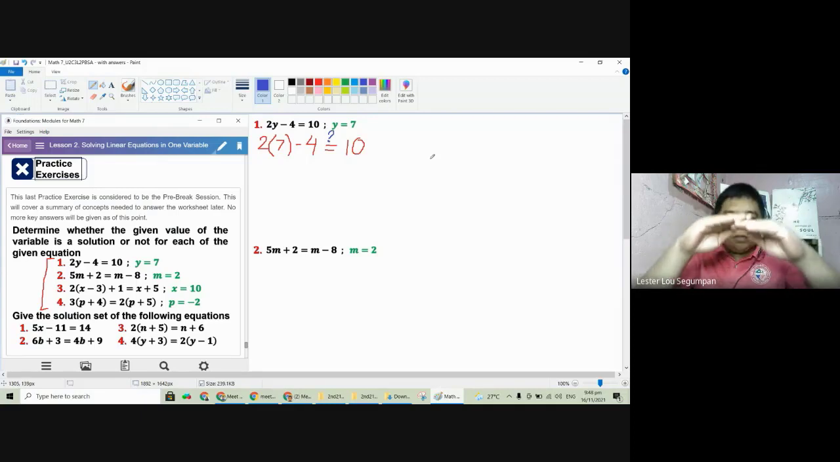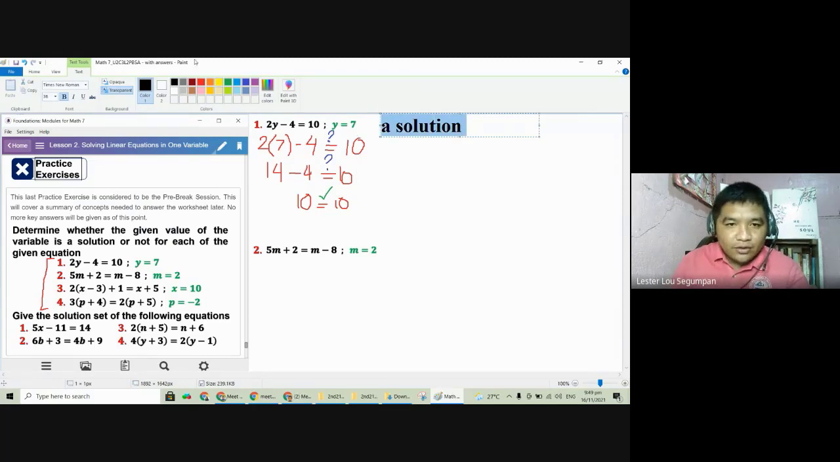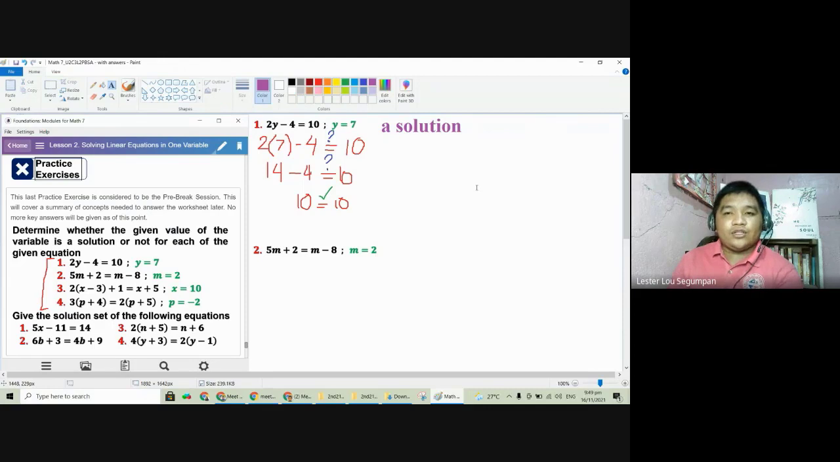So let's simply continue with the process and yield the same results on both sides. We have 2 times 7, application of MDAS. You will have 14. 14 minus 4 is 10. Even if it's too obvious, let's continue until both sides are the same. 10 on the other side. Once we reach this equation where both sides are the same, we can now use the check mark. That tells us that we have reached that identity. And with this, we can say that for y equal to 7, this is a solution to the equation in number 1.